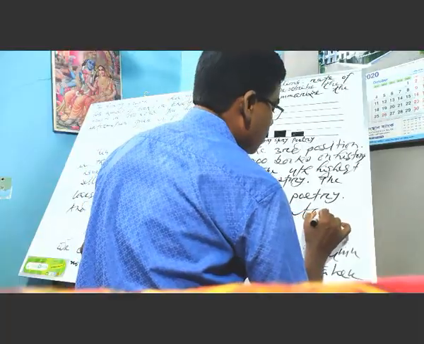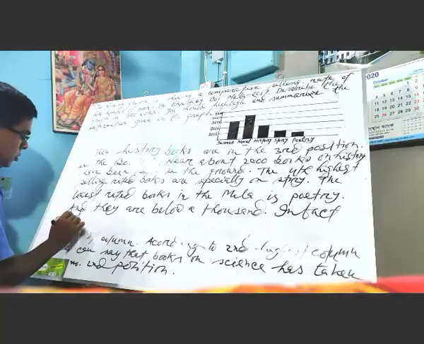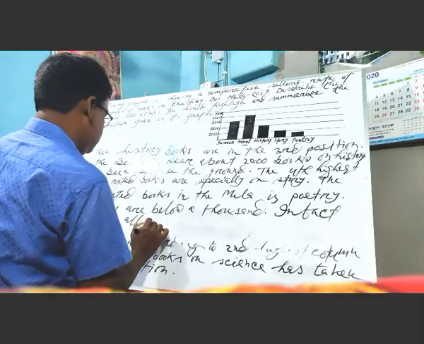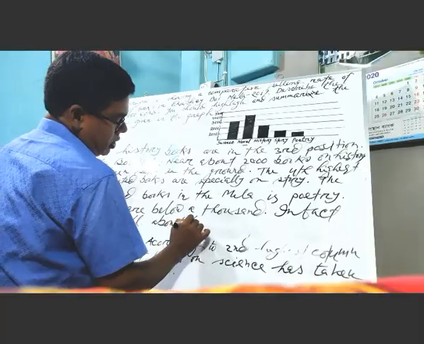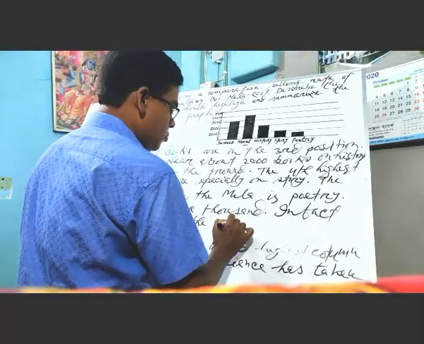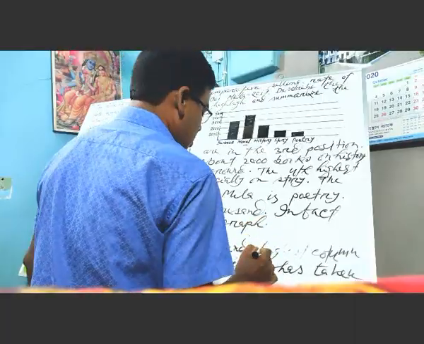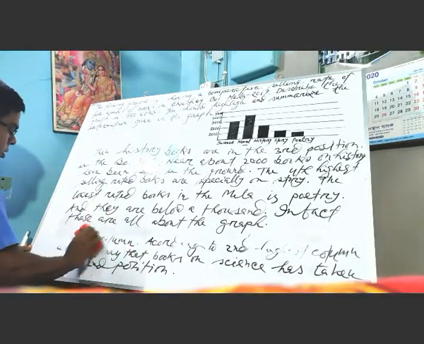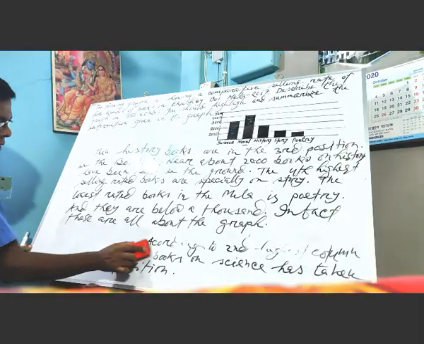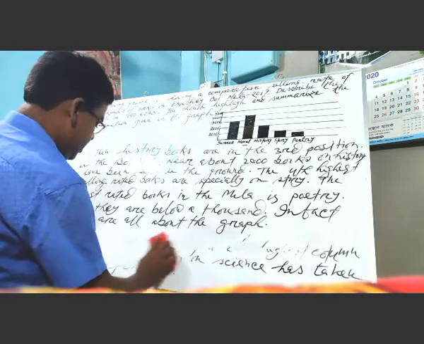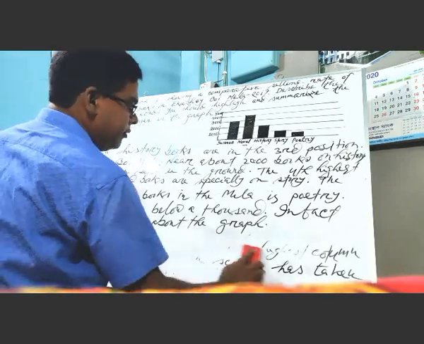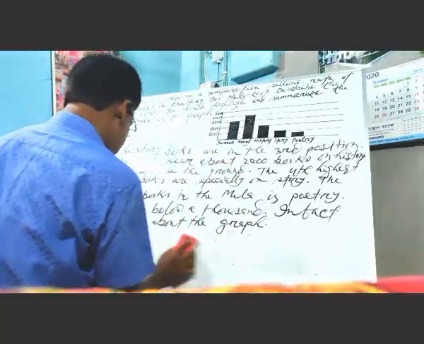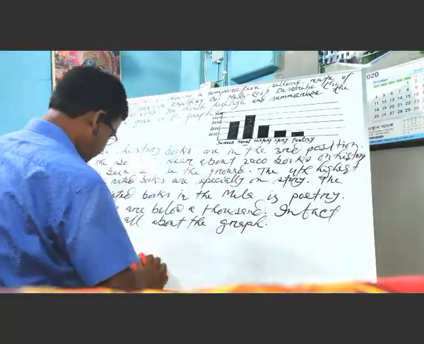In fact, these are all about the graph. So now you will have to write the concluding part. Understand, boys? Because we have already written down or described the authentic informations or data from the graph here in our own words. And now you will draw a concluding line here.